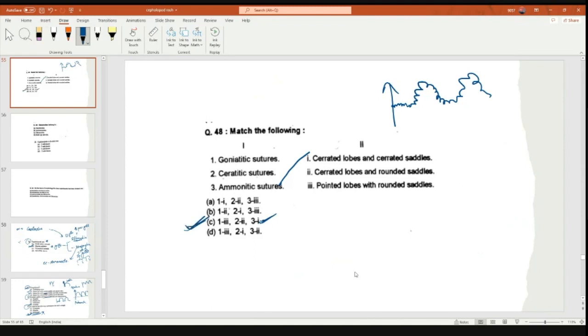But let's see another: serrated lobe and rounded saddle, so it will be ceratitic. And pointed saddle and rounded lobe, or pointed lobe, so these are goniatitic. Okay, so yes, C will be the right answer.